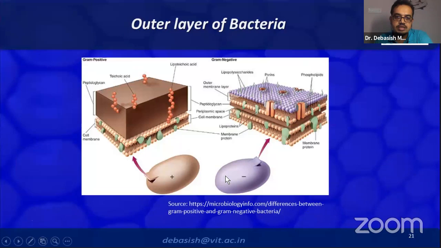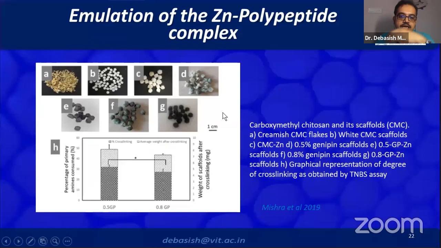This is the structure of a gram-positive bacterium. Staphylococcus aureus is a gram-positive bacteria. Now, how do we emulate? We took a polypeptide analog, a polymer of carbohydrate, and it's a bit negatively charged zwitterionic polymer. And we tried to make a complex with zinc. And before we made a complex, we tried to cross-link it, and this is how we see the cross-linking efficiency is good here.